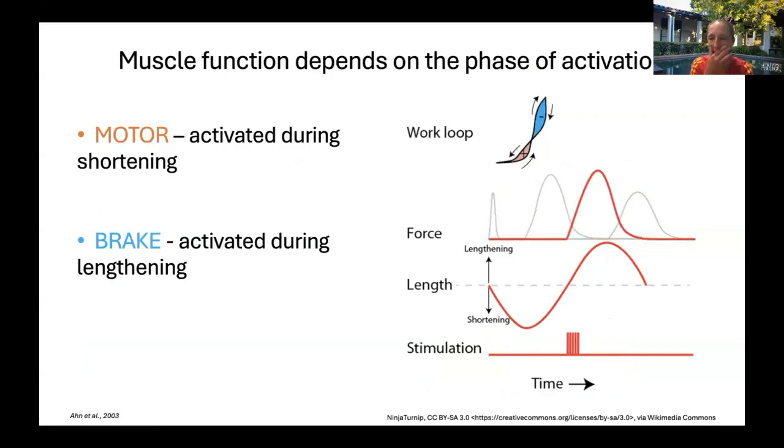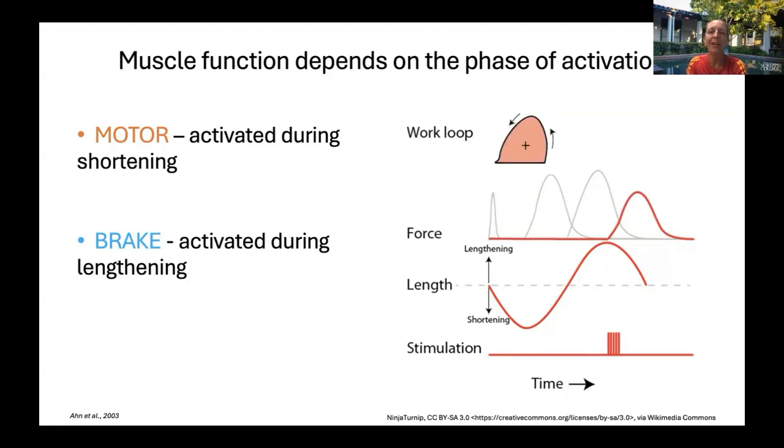And so just to point this out even further, this diagram is showing the sinusoidal length changes, and it's showing that when in the cycle the muscle is being activated dramatically changes the force and the work output of the muscle. So when the muscle is being activated during shortening, it functions like a motor and produces positive work, which is sort of this large orange work loop.